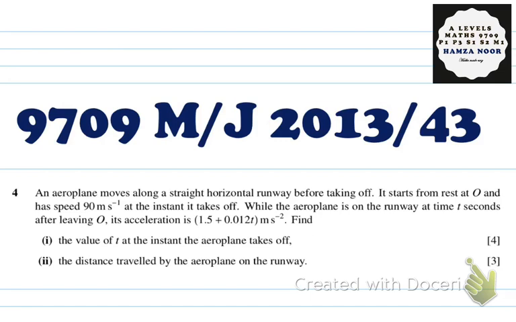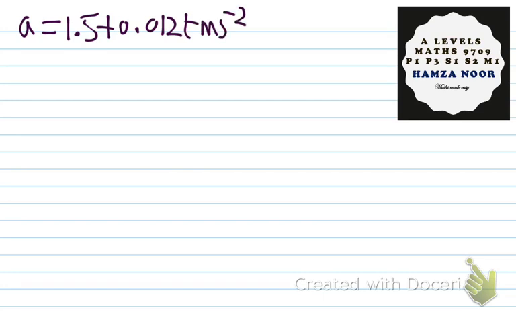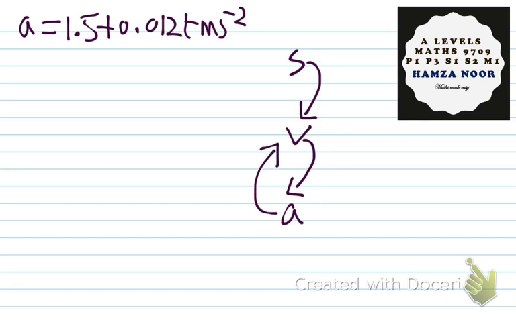So first, you've been given the acceleration, which is 1.5 plus 0.012 t meters per second squared. Let's start with the working. Acceleration is equal to 1.5 plus 0.012 t. If you differentiate displacement, you will get velocity, and if you differentiate velocity, you will get acceleration. So if you integrate acceleration, you will get velocity, and if you integrate velocity, you will get displacement. Here we have been given acceleration and we need to find the velocity.